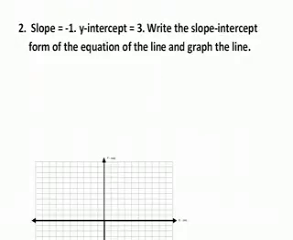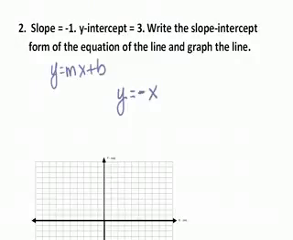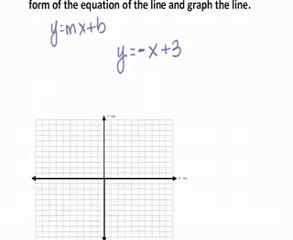We're given the slope and a y-intercept. We need to write the slope-intercept form of the equation and graph the line. So remember that slope-intercept form is y equals mx plus b. Well, we can just place these values in there. So our slope-intercept form should be y equals minus x, because it's minus 1, plus 3. And so that is our equation. Now we should be able to graph the line.